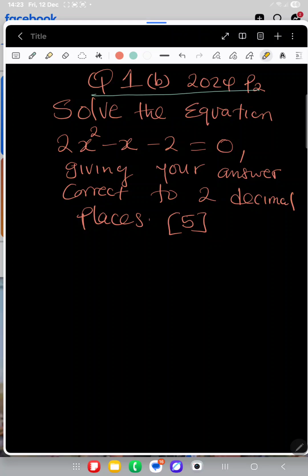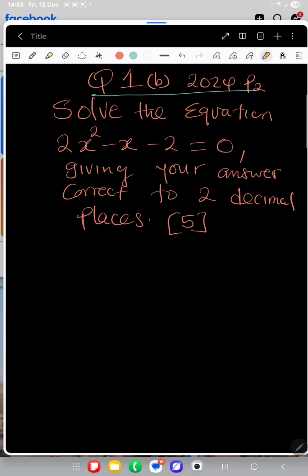So how do we solve quadratic equations? To solve quadratic equations, you can use any of the three methods that I'm mentioning here. Number one, you can use what we call factorization. Number two, completing the square. And number three, the formula method.